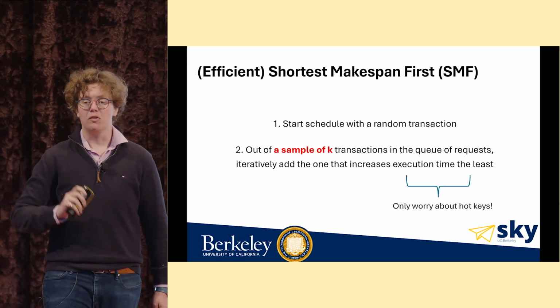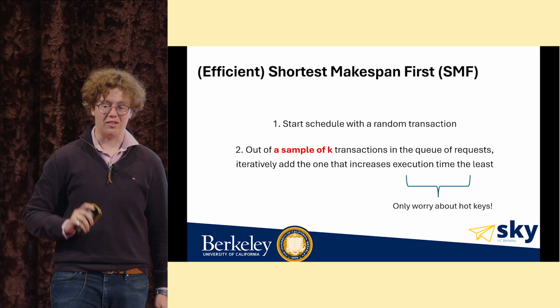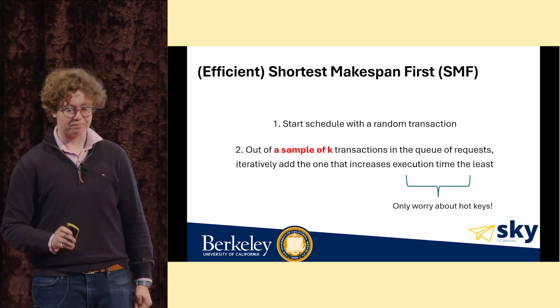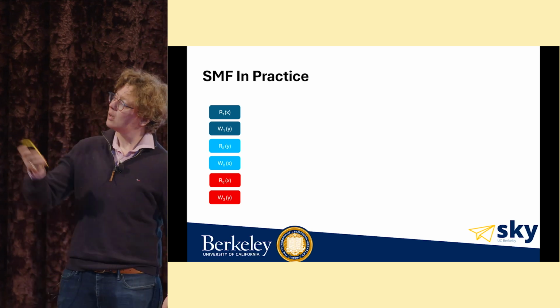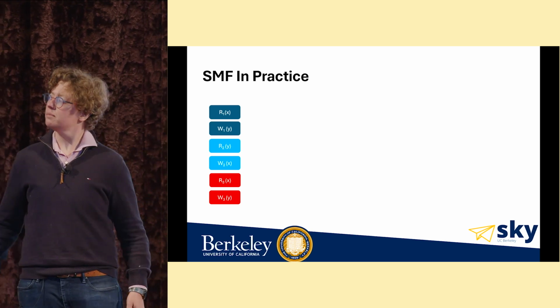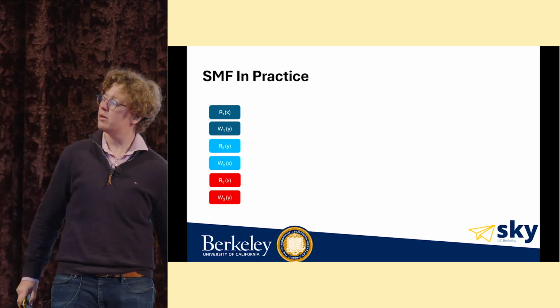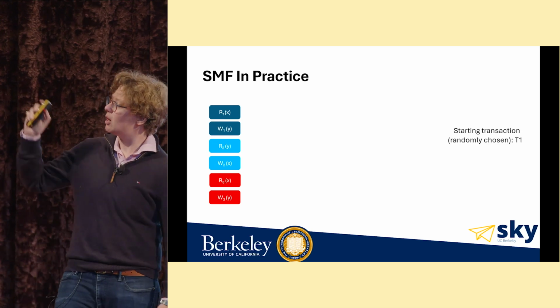Or at least, comparatively to writing to disk, it makes it very fast to compute. So let's look through an example here. You have 3 transactions in the transaction queue here: the dark blue transaction, the blue one, and the red one. And let's say that we start with transaction T1.